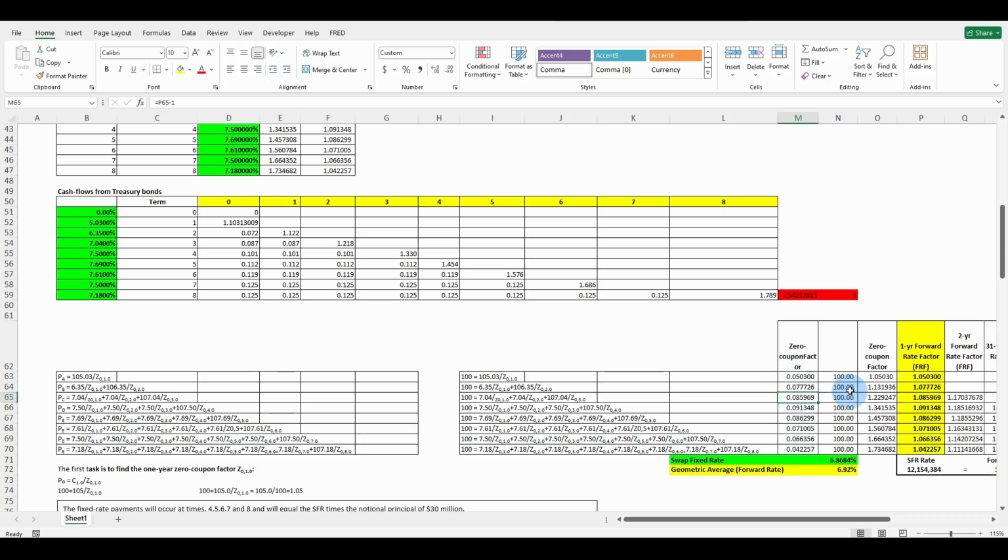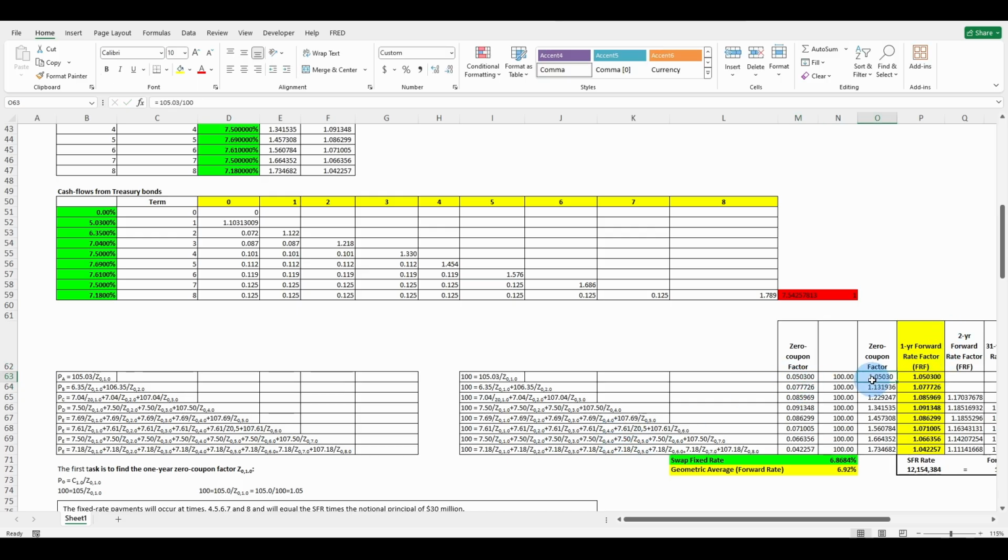This is going to be the zero factor right here. No, that's going to be the zero coupon factor. The reason it's different is because I probably took P63. So I took the forward rate, P63 minus 1, just to come up with this zero coupon factor, all right? Not the zero coupon. All I did was take the 1 year forward rate.